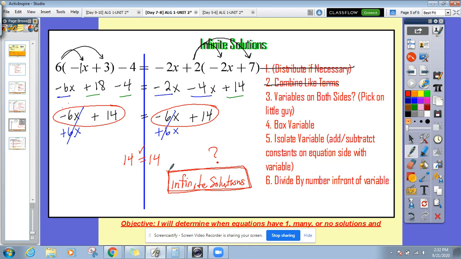The idea is basically the left-hand side and the right-hand side of this equation are really the same expressions. They're just written differently. So when we do all our simplifying, we're left with the same thing, right? And so since it's the same thing, on a graph, that would look like I graphed one line, and then the other line would be directly on top of it. They're basically the same line. And so they touch everywhere, right? And that's all it means for an equation to have infinite solutions.